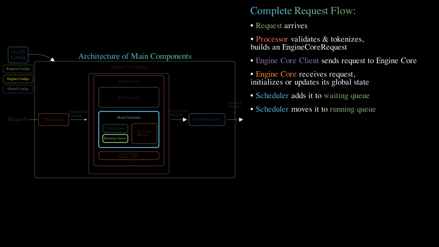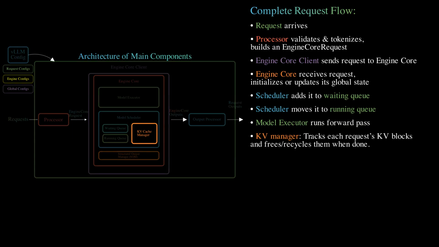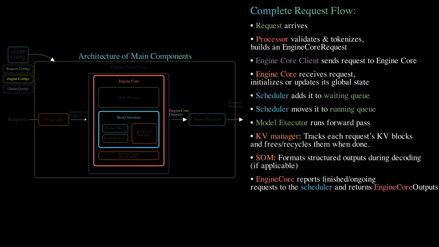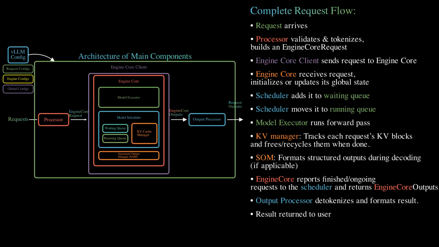The model executor performs the forward pass, while the KV cache manager tracks and recycles KV blocks. The structured output manager formats outputs during decoding if needed. The engine core reports ongoing and completed requests back to the scheduler, returning engine core outputs. Finally, the output processor detokenizes and formats the results, and the final response is returned to the user.